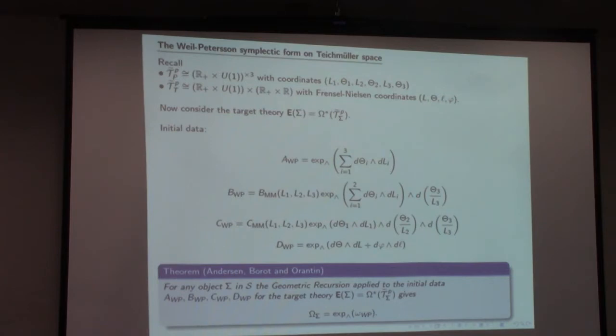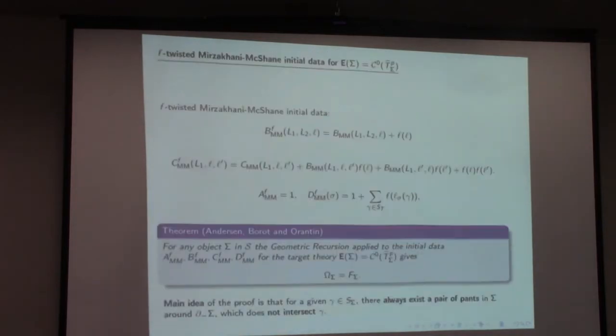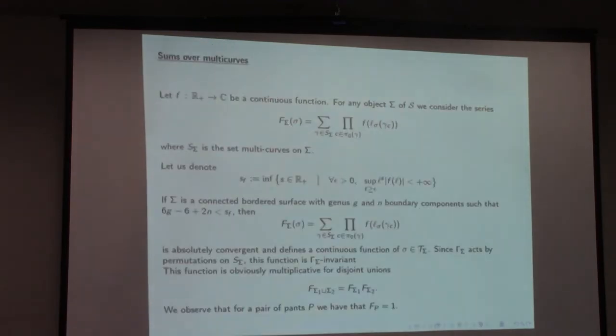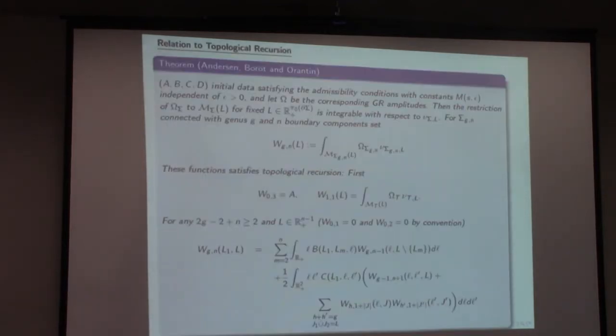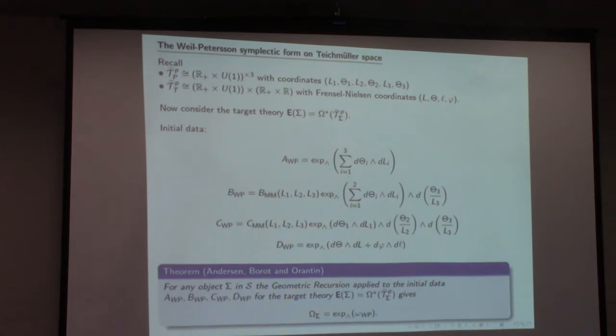Expressions as I had before, like these sums over lengths, make sense for higher Teichmüller theory also. It gives nice continuous functions there. Okay, all right, but now I want to show you a new target theory. I'm still with Teichmüller theory, but now I will not look at functions on Teichmüller space. Now I will look at forms on Teichmüller space.